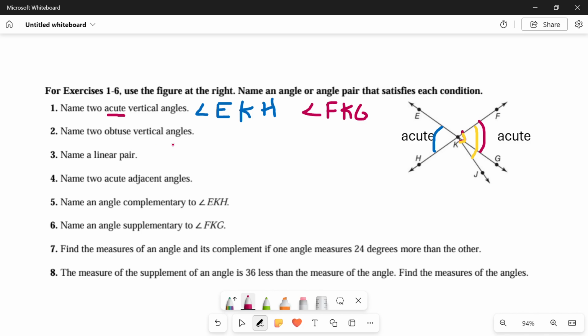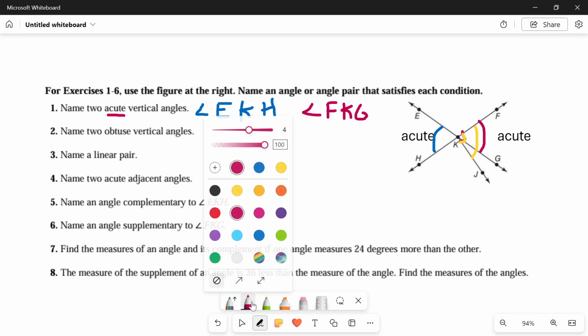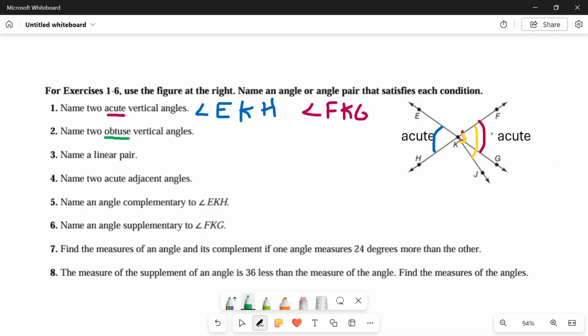Okay, now they want obtuse vertical angles. Obtuse vertical angles are quite different, right? Obtuse means greater than 90. So I know these two have to be greater than 90. So I would give EKF and HKG, they have to be greater than 90. So I would give those as a pair.